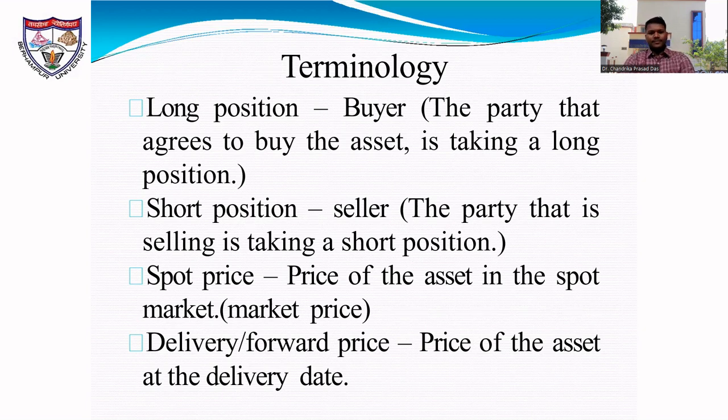The price prevailing in the market is known as the market price or spot price, and the price of the asset at the delivery date is known as the delivery price or forward price.